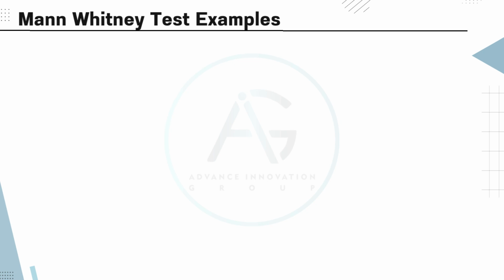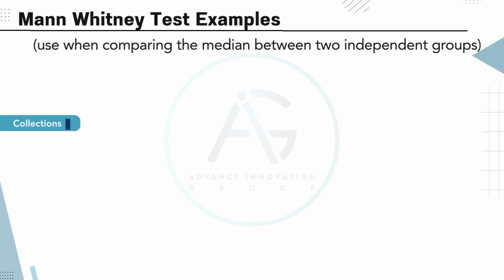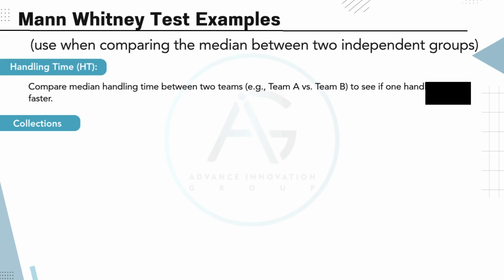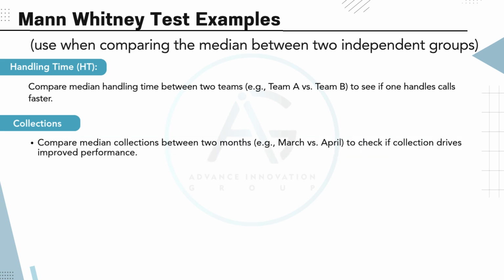This slide provides practical use cases of the Mann-Whitney test, which is a non-parametric test used to compare the medians of two independent groups. It's particularly useful when the data is not normally distributed or when you are working with ordinal or skewed data. Let's walk through the examples provided. Handling time, HT. We may want to compare whether Team A handles calls faster than Team B.